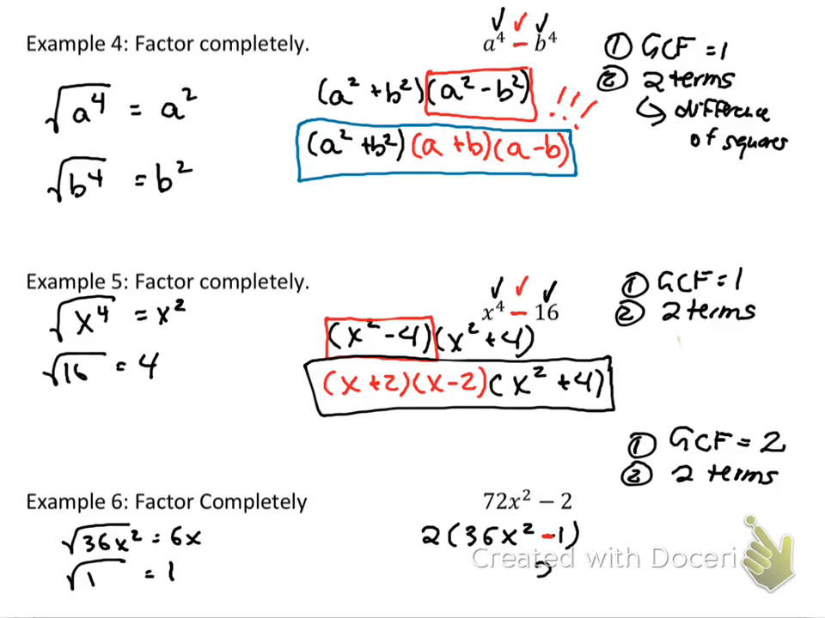So now I can continue to factor 36x squared minus 1, and it factors into 6x plus 1 times 6x minus 1. Now remember, the 2 is still part of my answer. So my final answer is 2 times the quantity 6x plus 1 times the quantity 6x minus 1. That is my final answer.